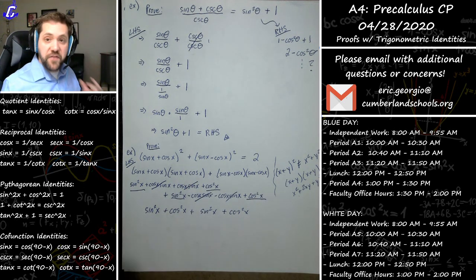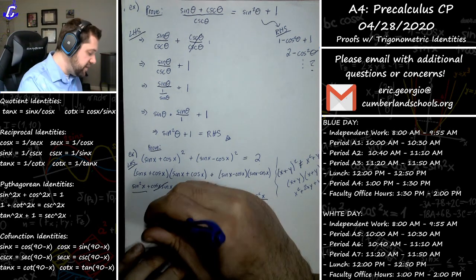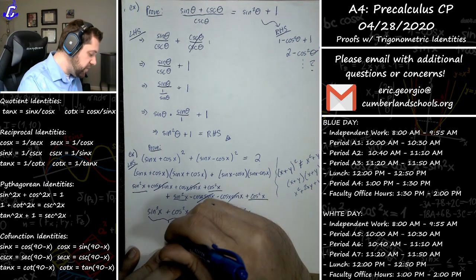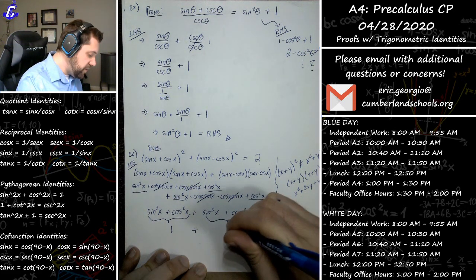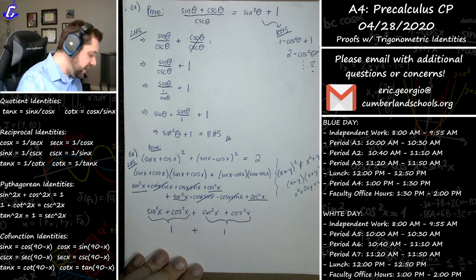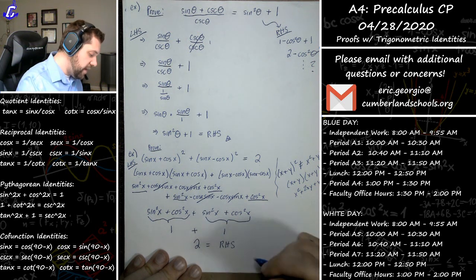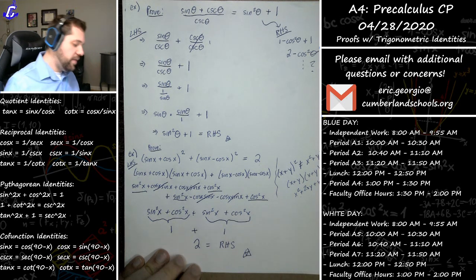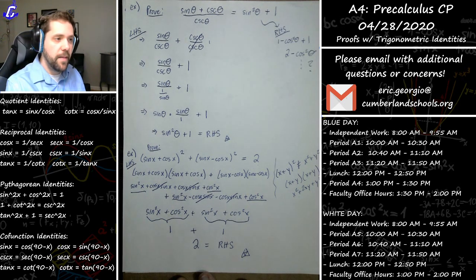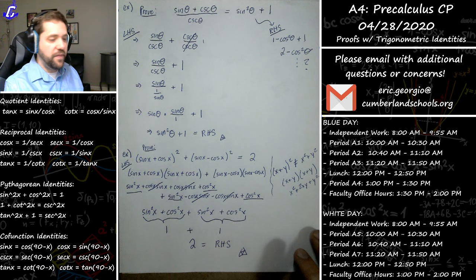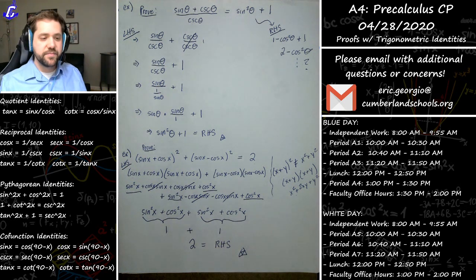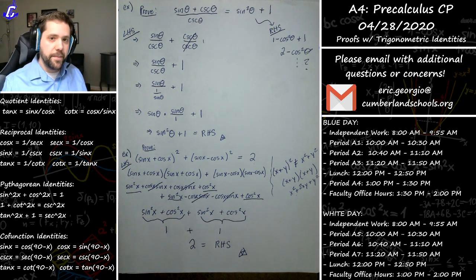And this is just our favorite Pythagorean identity presented to us twice. Sine squared plus cosine squared is 1. Sine squared plus cosine squared is again 1. And I get 1 plus 1, which is 2, the same as my right-hand side. And so I'm happy with that. Okay? Super cool, in my opinion, that one works out nicely. All right. Any other questions, comments, or concerns about this?